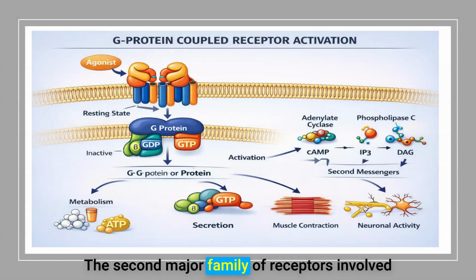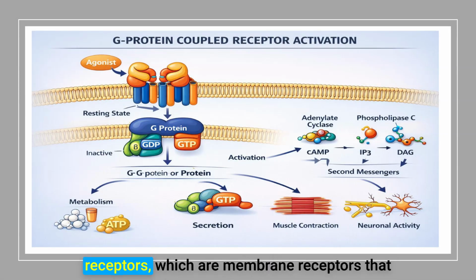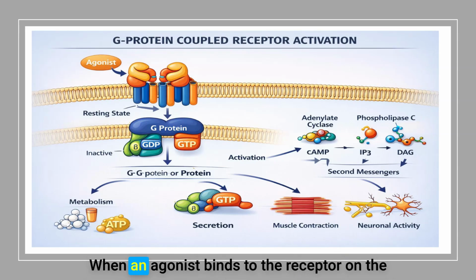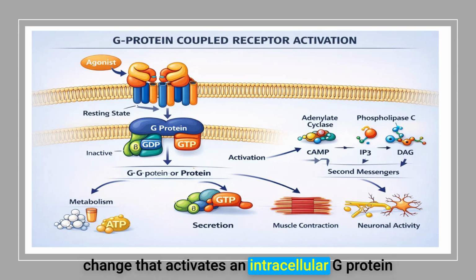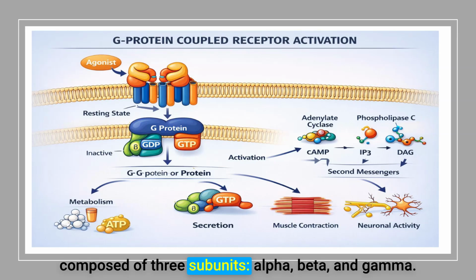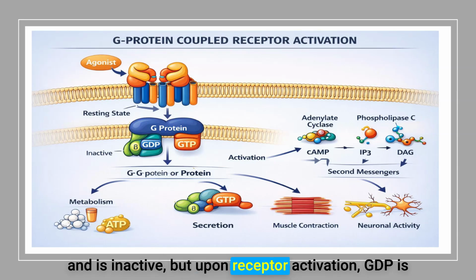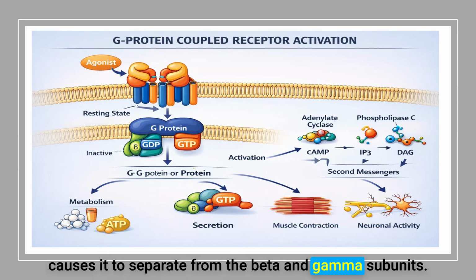The second major family of receptors involved in signal transduction is the G-protein coupled receptors, which are membrane receptors that pass through the cell membrane 7 times. When an agonist binds to the receptor on the outside of the cell, it causes a conformational change that activates an intracellular G-protein composed of 3 subunits, alpha, beta, and gamma. In the resting state, the alpha subunit is bound to GDP and is inactive. But upon receptor activation, GDP is exchanged for GTP, which activates the alpha subunit and causes it to separate from the beta and gamma subunits.